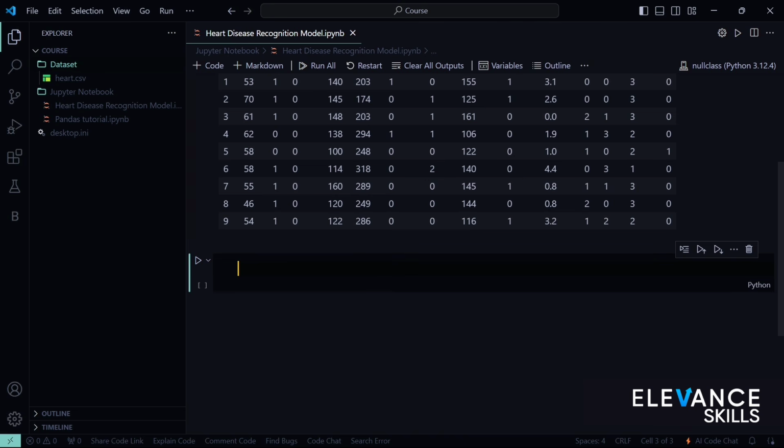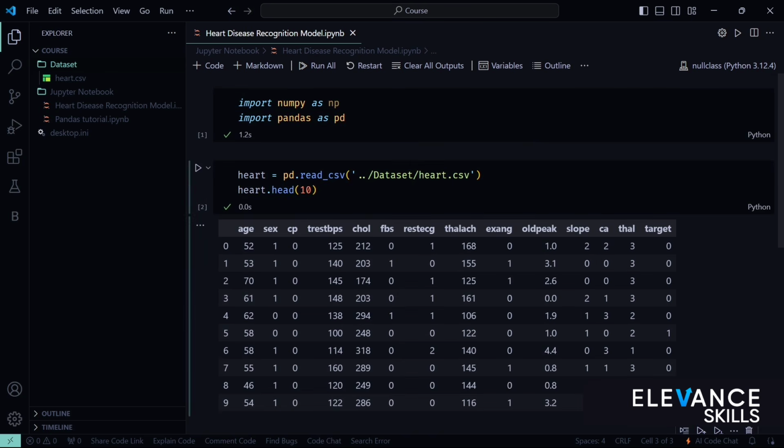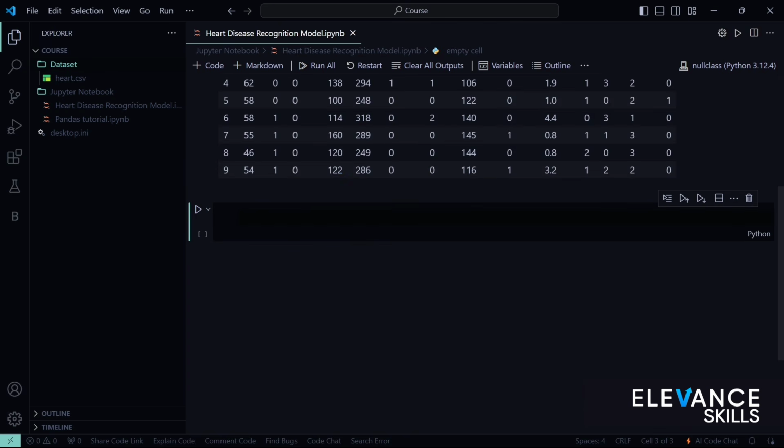Once we've had a first look at the data, it's important to understand its overall structure. This includes knowing the types of data we're working with, how many entries we have, and whether there are any missing values. The info method in Pandas provides a concise summary of the data frame.